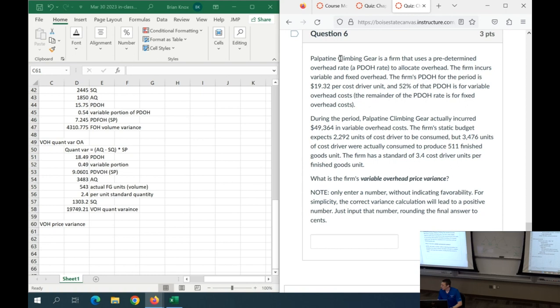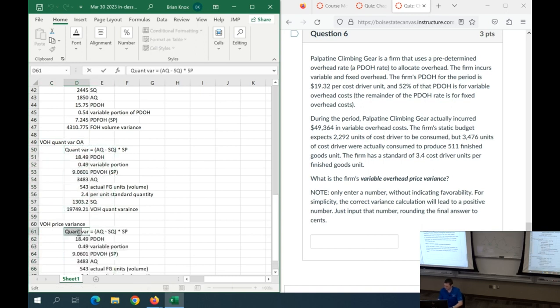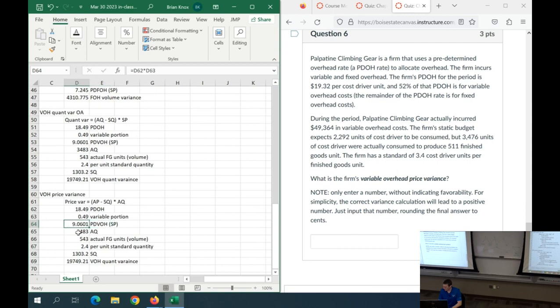All right. So Palpatine climbing gear. Let's copy things over a little bit, save ourselves a little bit of time, and just edit as we need to. So now the price variance is actual price minus standard price, all multiplied by actual quantity. So we need standard price, good. We need actual quantity, good. I'll update all these numbers. We don't need the standard quantity, so I'm going to get rid of that, and we're going to be calculating the price variance.